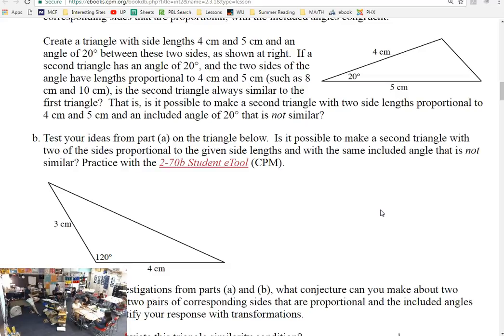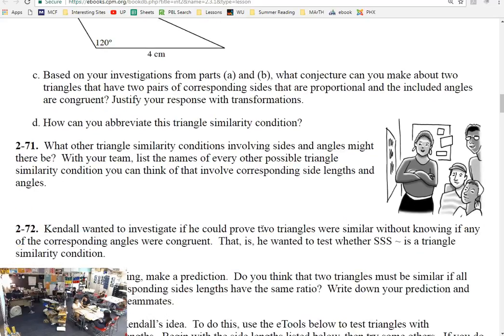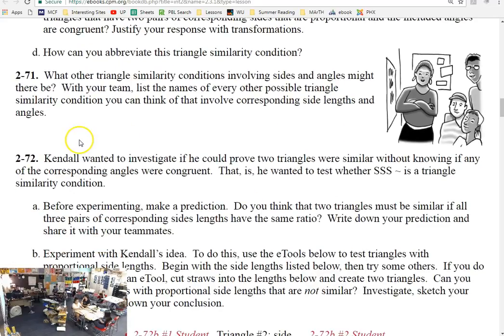But what about side-side-side? So we'll leave it with that for the moment. What if we had SSS similarity? Any other big questions that stuck out from the lesson?